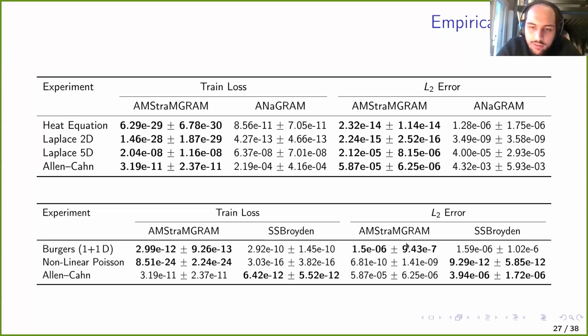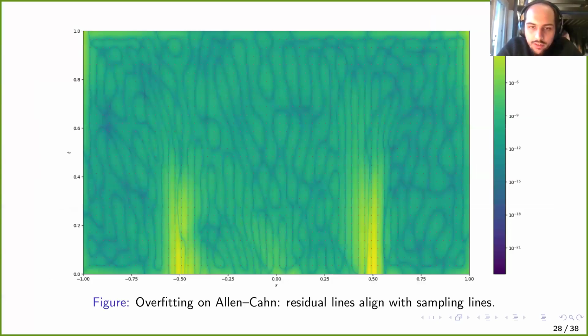So how can we explain the difference? It is because in our case, when we do the AMStraMGRAM strategy, in fact, we begin to overfit, which was something that, at least I didn't see in many papers, and it didn't happen for me when I did some tests, that an algorithm could overfit for PINNs. But with AMStraMGRAM, overfitting becomes a real problem.